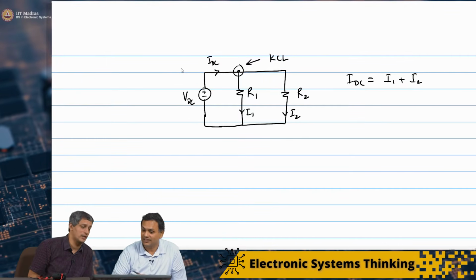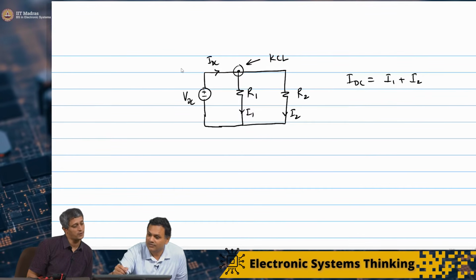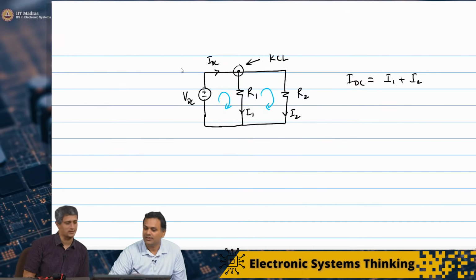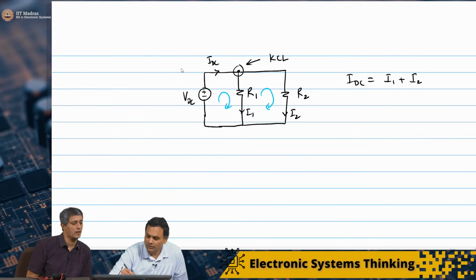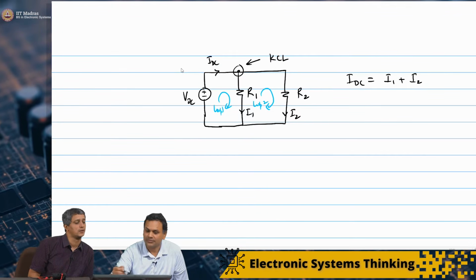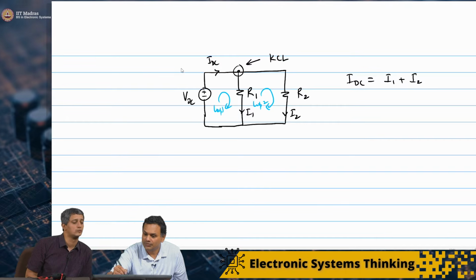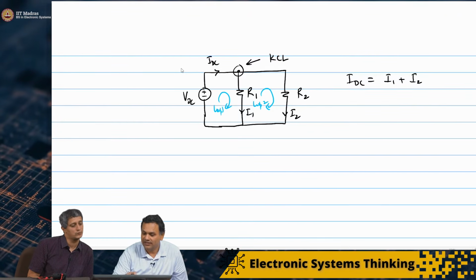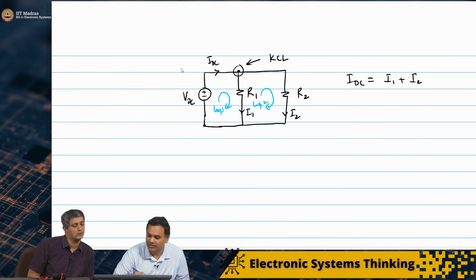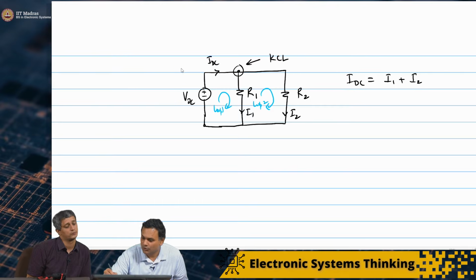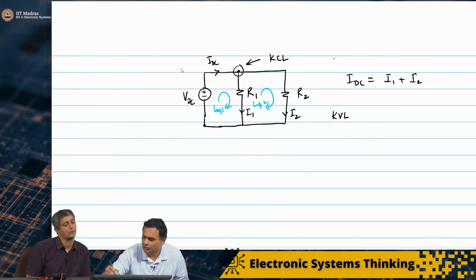You can do KVL. So how many loops do you have here? I have two loops here. I'm going to choose the independent loops, so I'll choose these two, loop 1 and loop 2. If I do KVL around loop 1, I'm going to start from here, go clockwise and come back. I'll follow that rule.